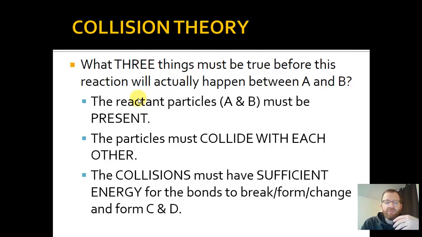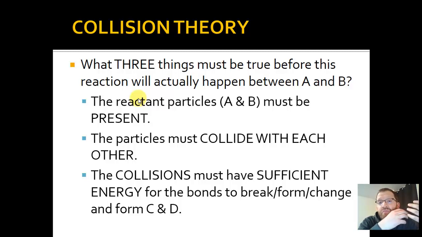So the particles A and B would have to collide. There's something to be said for the fact they have to collide just right. They have to bump into each other in just the right orientations in order for the bonds to be broken just right, especially in larger molecules. And those collisions have to be forceful enough to break bonds that are there and form new ones.